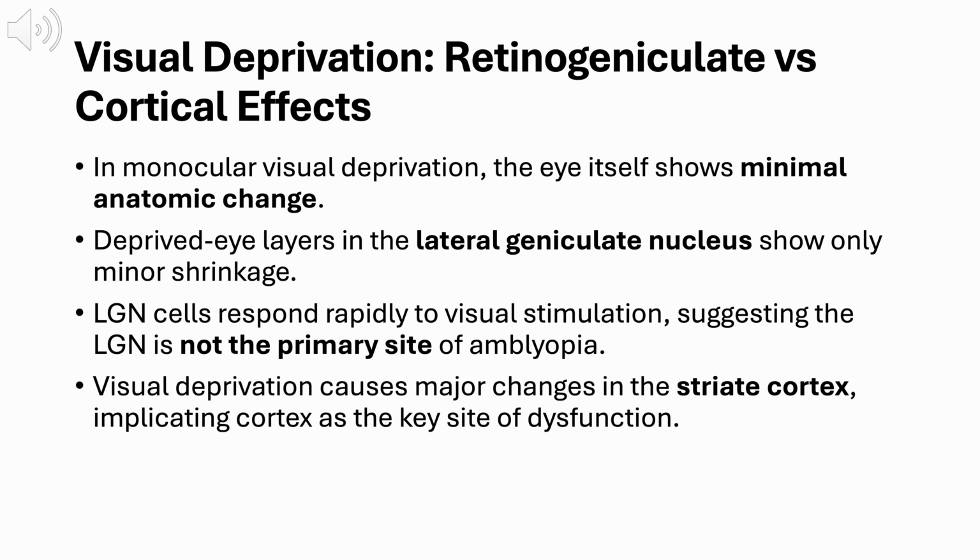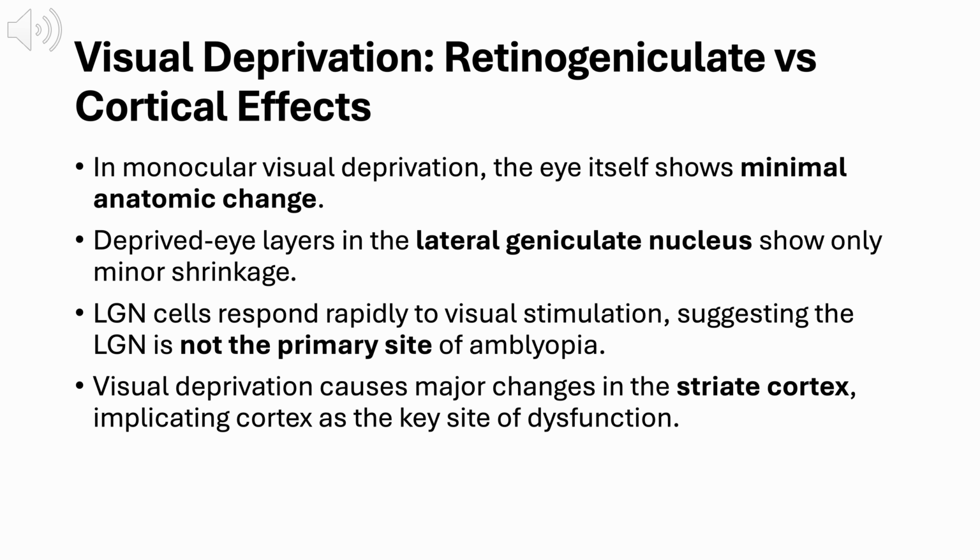This slide gets very specific about where visual deprivation actually causes damage. If one eye is deprived during development, the eye itself shows very little structural change. The retina and globe can look essentially normal, which is why amblyopia can be so misleading on exam. At the level of the lateral geniculate nucleus, the layers connected to the deprived eye do shrink, but only slightly. And importantly, LGN cells can recover their responsiveness quickly once visual stimulation is restored. That tells us the LGN is not where the main problem lives.